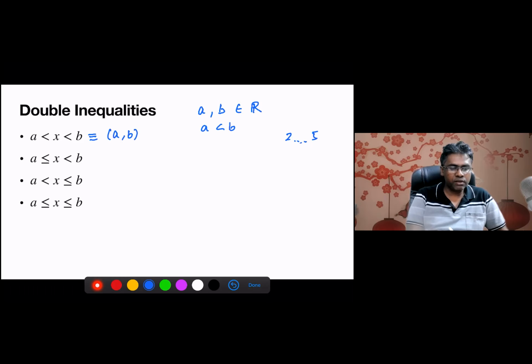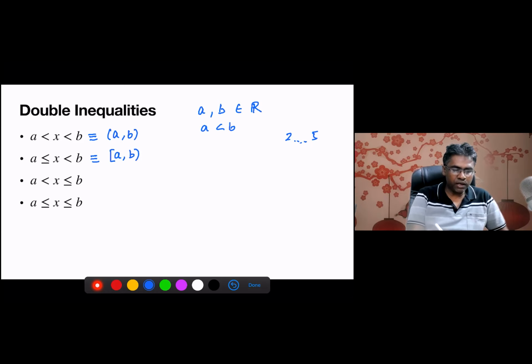And similarly here, because the lower bound is included, you put that square bracket A and then B, and B is not included, so you have that open bracket. So these two are the same. So the same representations.